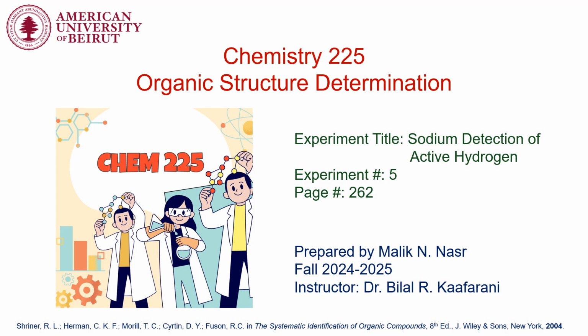Hello, in this experiment we'll be exploring experiment 5 of chapter 9 from the Shriner book. It's about the sodium detection of active hydrogen. In this presentation we'll be learning what this experiment is about, what its aim is, and the reactions involved in this experiment. In addition, and most importantly, the procedure of doing this experiment and some important remarks we should care about.